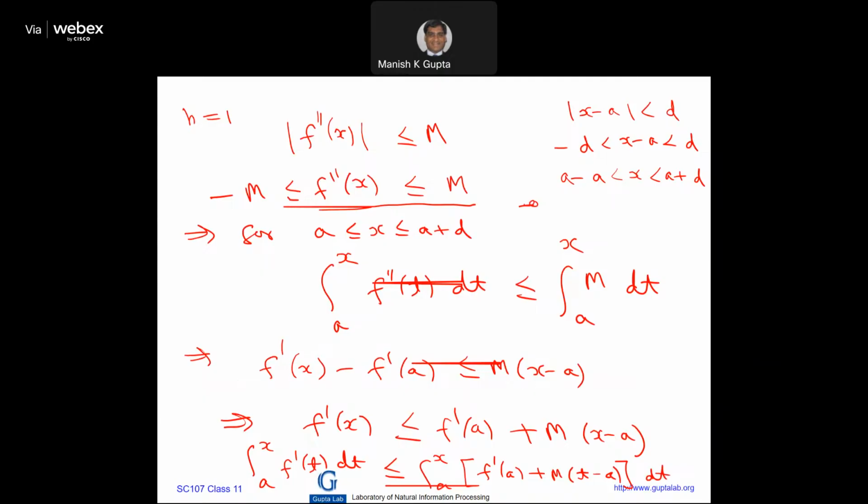The line that comes in the middle is beyond my control. Anyway, I could not have much practice here, but anyway. So we integrate from a to x of f dash of t, right? Again open. So this will be what? f of x minus f of a on the left hand side, right? And we can simplify what comes on the right hand side.